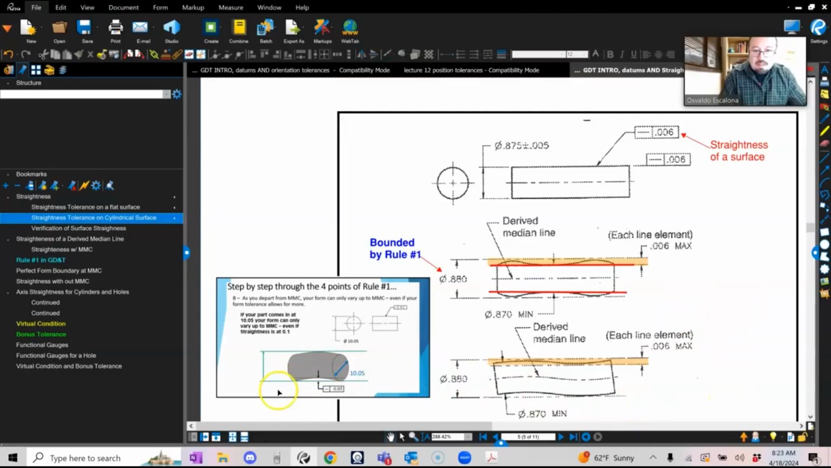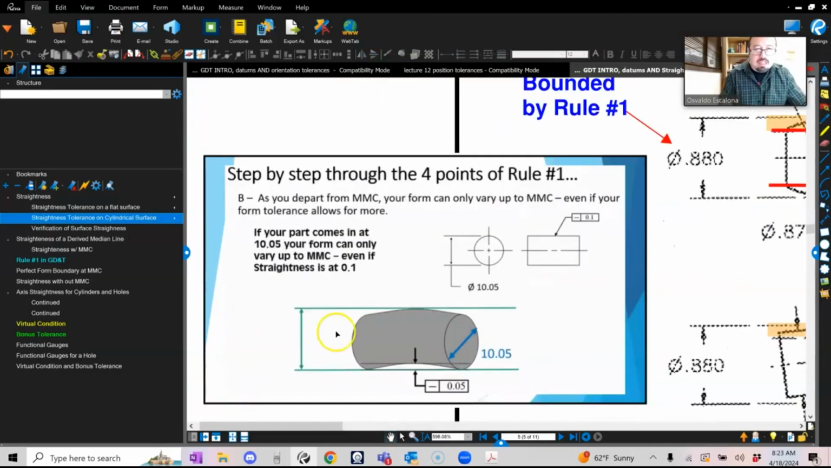Okay. As I previously told you, it's dependent on rule number one, and rule number one says perfect form at MMC. That means once I get to the limit, to the MMC, I cannot grow anymore. Otherwise, I will violate my size tolerances, my plus and minus. For example, here, let's suppose that this 10.05 is the maximum material condition, so the biggest I can get. And somewhere in there, I have a straightness of 0.1. Okay, so if I were to look at this and the shape that this guy came about to be 10.05.